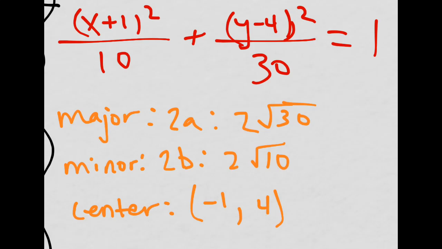Then the vertical axis is which one? 2 root 30. This is vertical, and this one's horizontal.